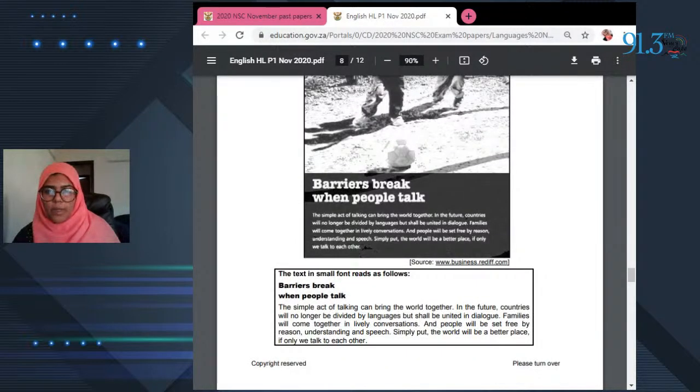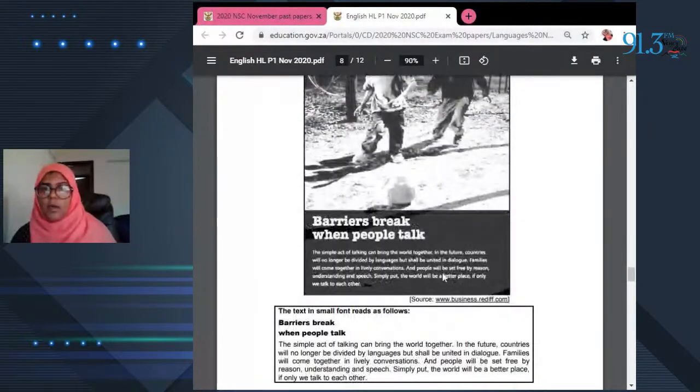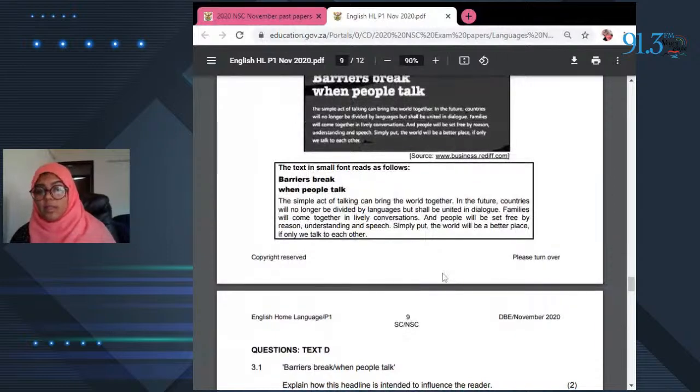And when they also expound on it, they say the simple act of talking can bring the world together. In the future, countries will no longer be divided by languages but united in dialogue. Families will come together in lively conversations, and people will be set free by reason, understanding, and speech. Simply put, the world will be a better place if only we talk to each other. Right. So this is definitely about communication, so it's also connected to what you saw in the summary, right?